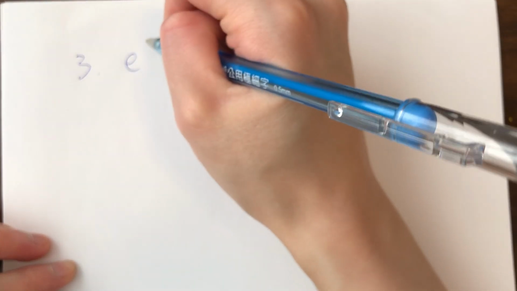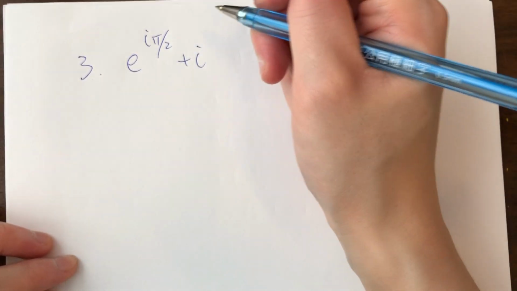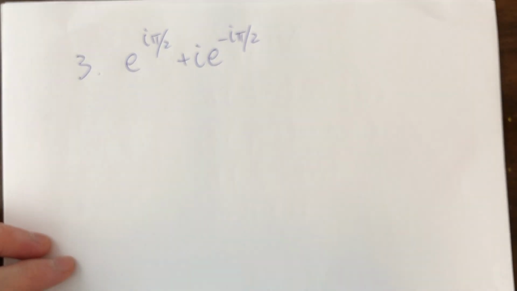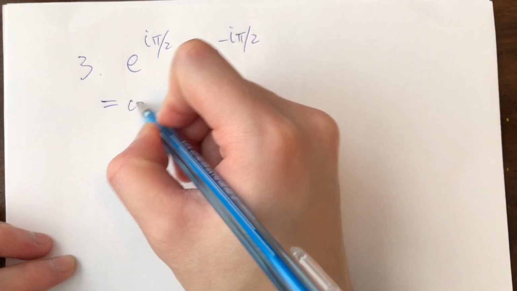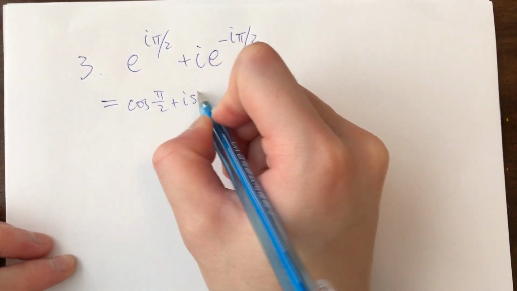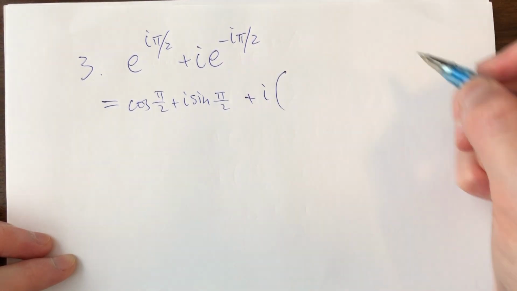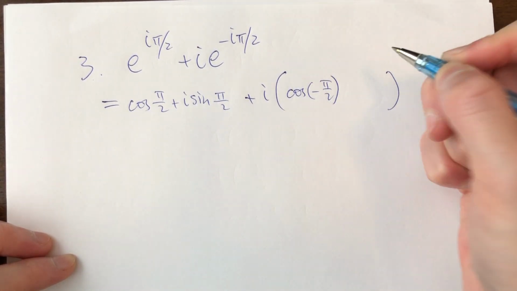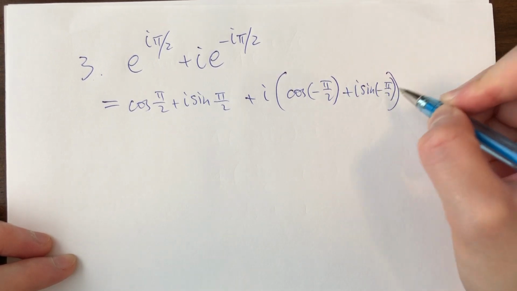So e to the i pi over 2 plus i e to the negative i pi over 2. Okay, so we want to evaluate this. So let's apply Euler's formula. So cosine pi over 2 plus i sine pi over 2, plus i times cosine negative pi over 2 plus i sine negative pi over 2.